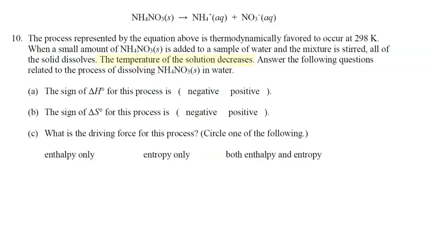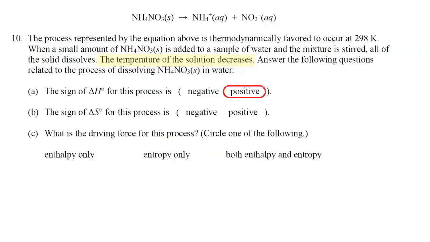So the temperature of the solution decreases. That means it's going to be an endothermic process in which heat energy or thermal energy is absorbed from the surroundings. Otherwise, if it were exothermic, then heat would be released and the temperature of the solution would increase. So because the temperature of the solution decreases, we have an endothermic process, and the sign of delta H for an endothermic process is positive.